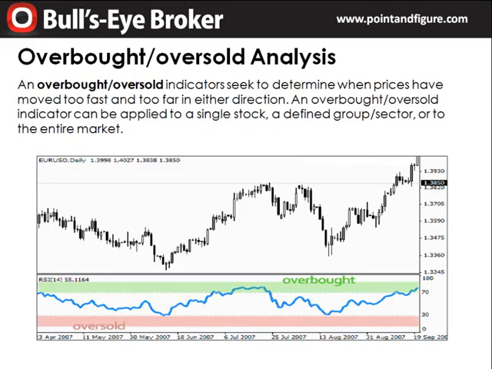An overbought and oversold indicator seeks to determine when prices have moved too fast and too far in either direction. An overbought or oversold indicator can be applied to a single stock, a defined group or sector, or to the entire market.